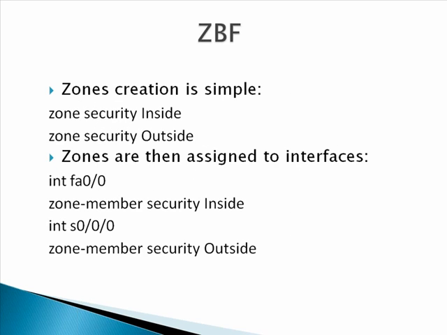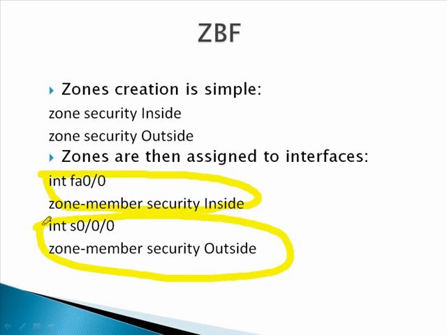So here's how you create zones. These are the configurations. Really simple. Zone security inside, zone security outside. So I just created two different zones, one called inside and one called outside. At that point, those zones are just floating there doing nothing. You have to assign them to interfaces. So I can go interface FA0/0 and say zone member security inside. That's now a member of the inside zone. Then on the other interface, zone member security outside.